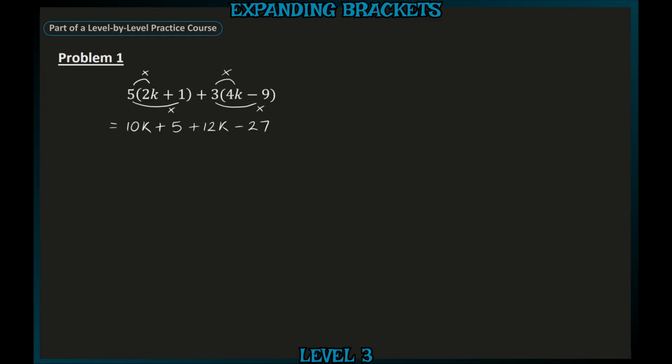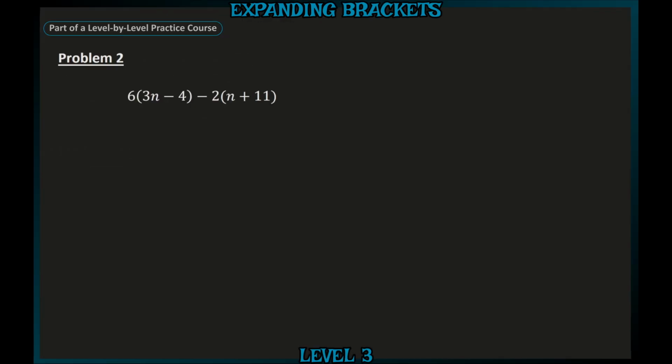Now that we've expanded the brackets, we can collect together the like terms. So we have 10k plus 12k, and this gives us 22k. And looking at the numbers, we have plus 5 minus 27, and this gives us minus 22. So 22k minus 22 is our final answer to problem 1.